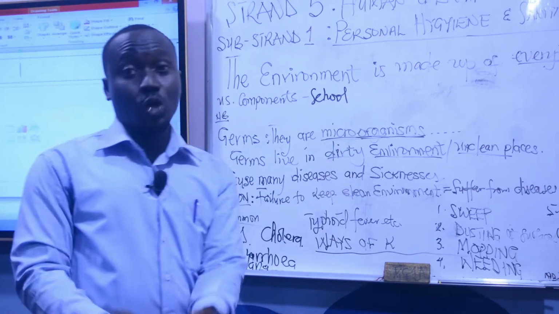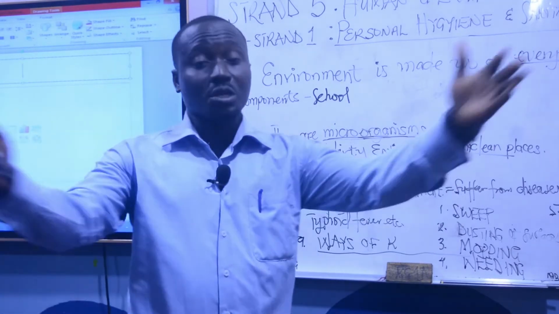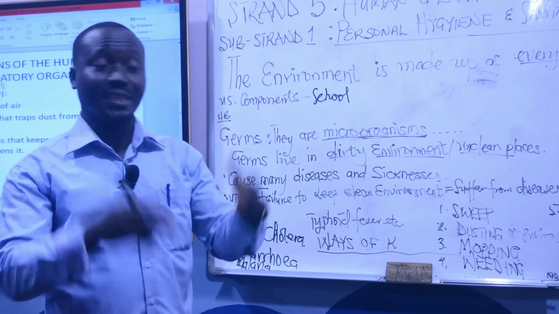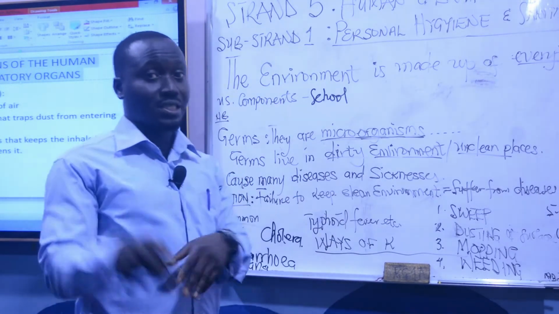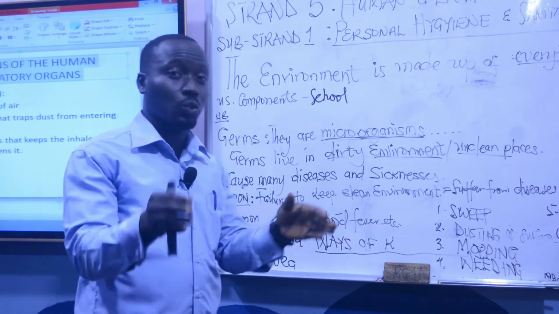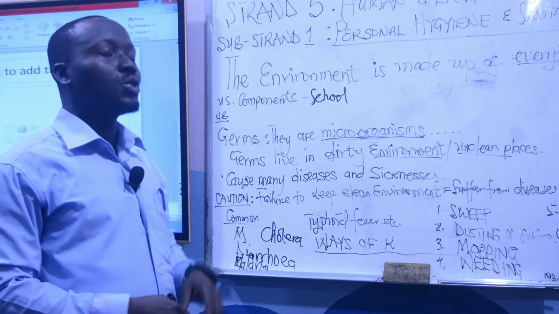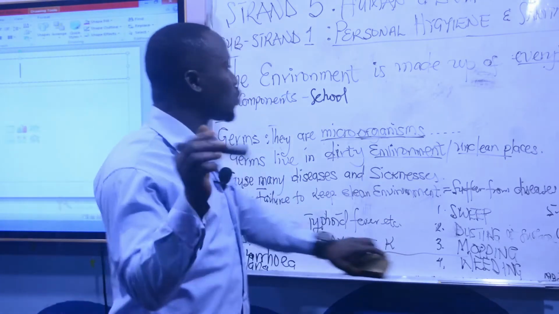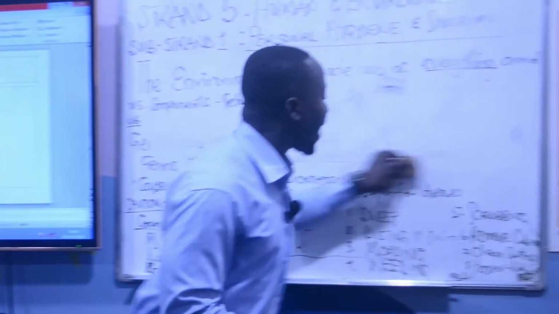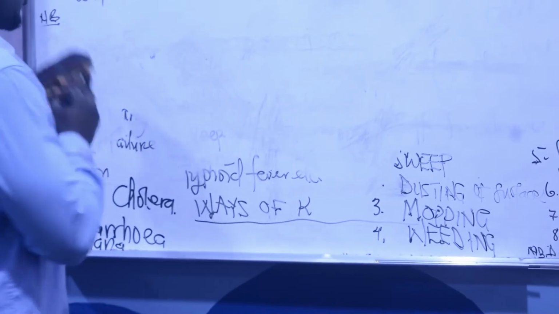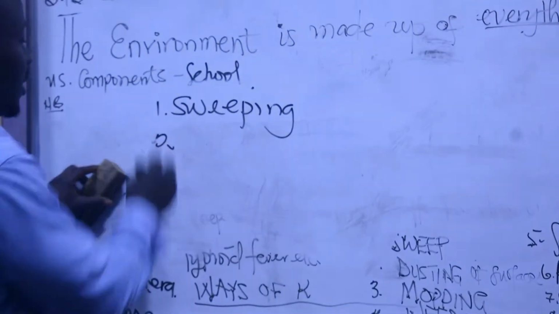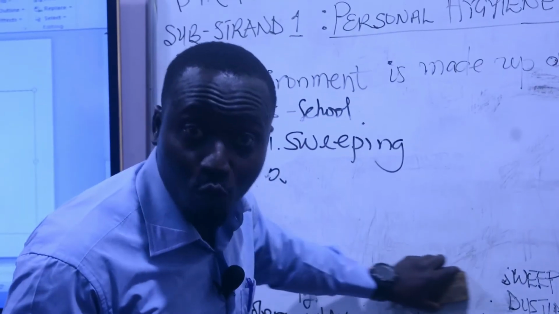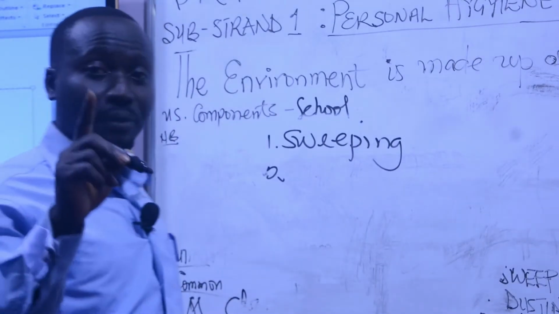Imagine you don't sweep your environment, your immediate room or your surroundings. The place will be full of dirt. And obviously, germs will dwell there and cause diseases. Malaria will easily spread when mosquitoes are living closer to you. So the first point to consider is sweeping. We need to sweep our environment. Whenever we sweep our environment, we are avoiding sicknesses. So sweeping is one of the ways of keeping our environment clean. Do you sweep your rooms? It is very important to sweep.